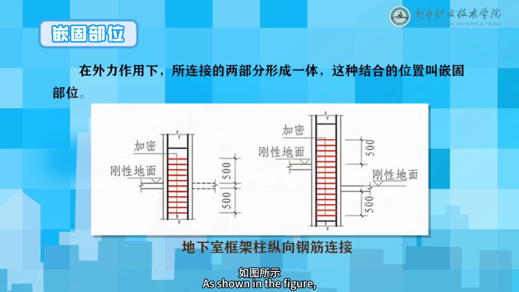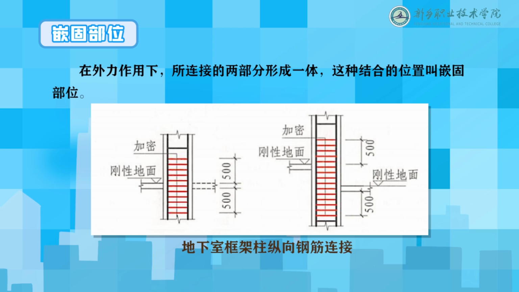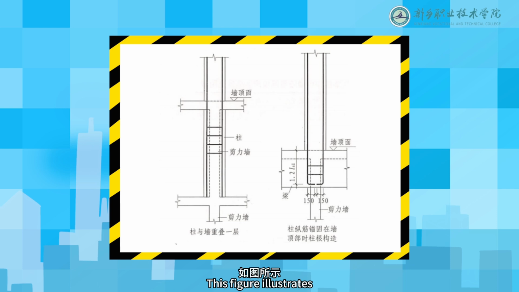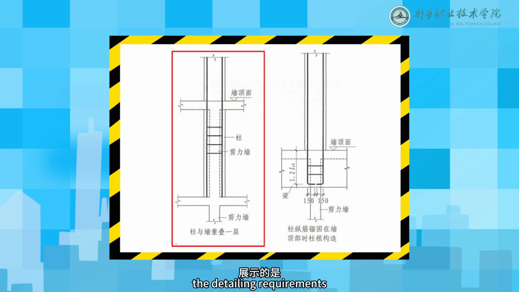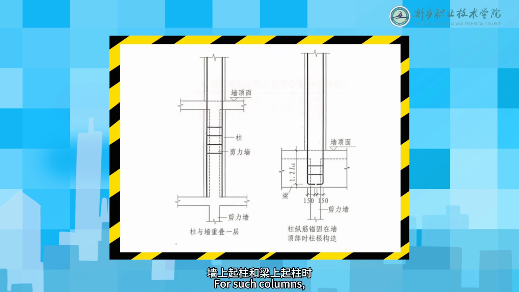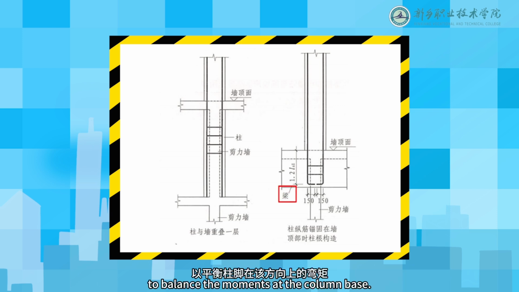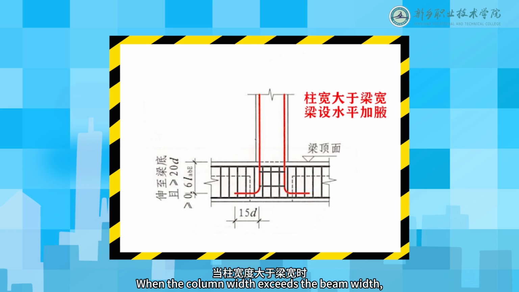As shown in the figure, for buildings with basements, this shows the connection detailing of longitudinal reinforcement in basement frame columns. This figure illustrates the detailing requirements for columns starting from walls or beams. For such columns, beams must be provided in the out-of-plane direction to balance the moments at the column base. When the column width exceeds the beam width, provide horizontal haunches to the beam.